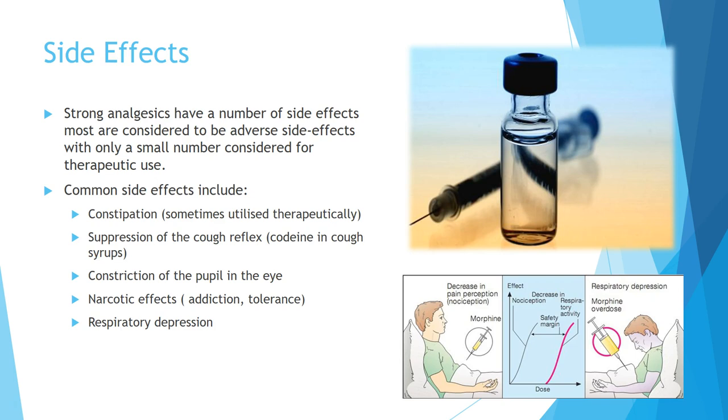So if a person has too much morphine, they have respiratory depression, they have a morphine overdose, basically their lungs shut down and they die because they're not breathing. Okay, so this is one of the reasons it needs to be monitored quite carefully. Codeine, because of this, can be used in quite low levels to suppress a cough.